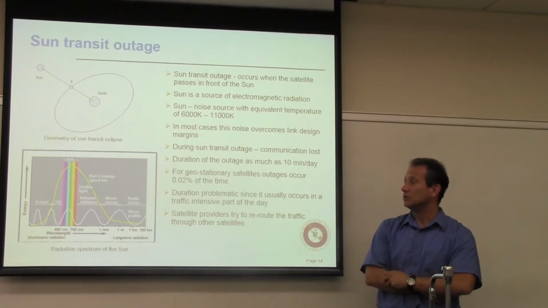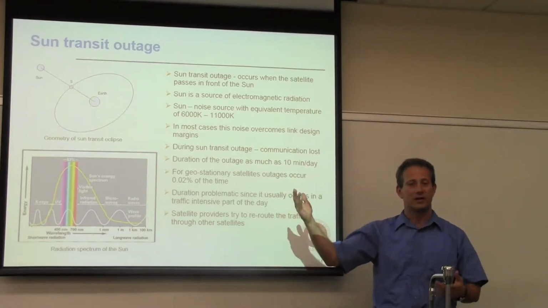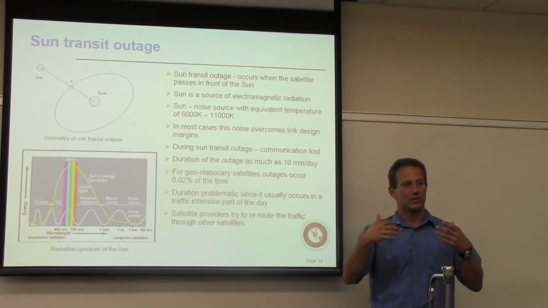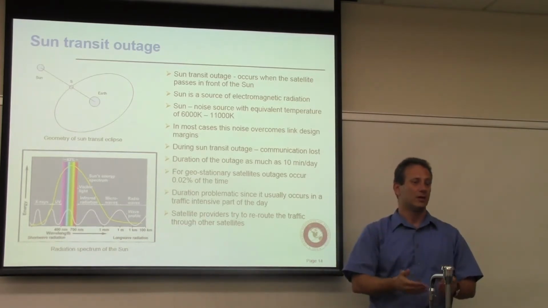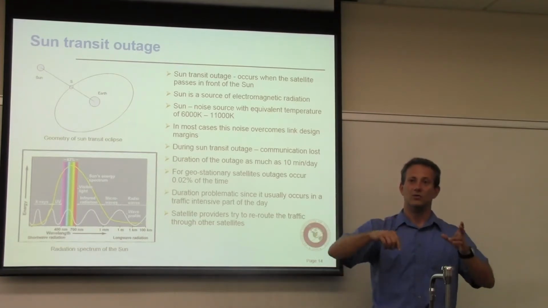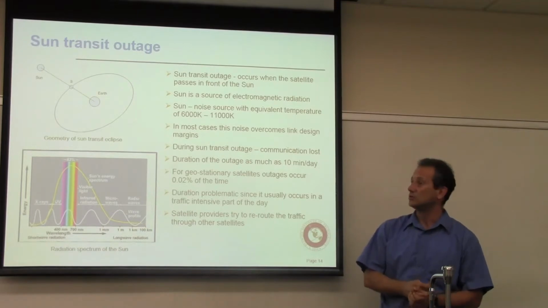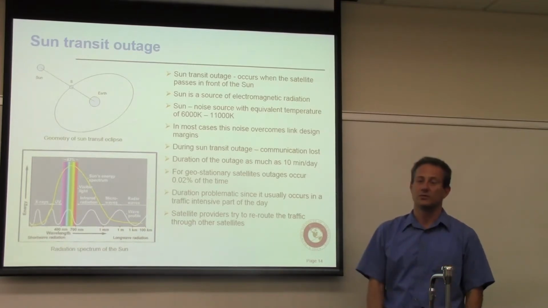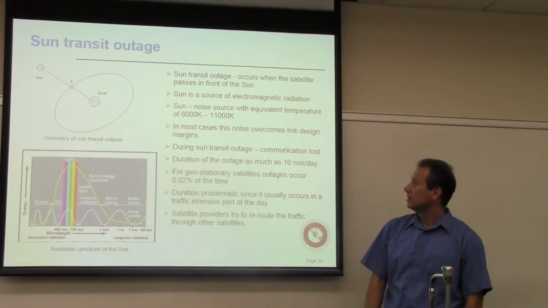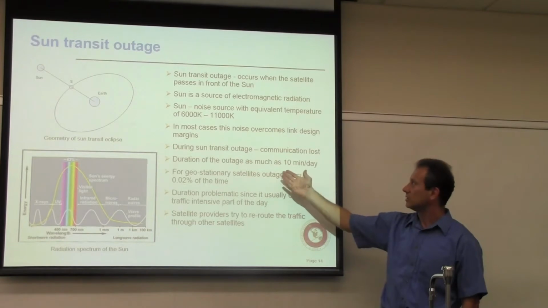Here, what you need to know is to follow the orbit of your satellite, be able to understand when this is going to happen, and then do engineering things: reroute your traffic, use a different satellite, or simply tell your users there will not be service within this interval. Fortunately, the durations are relatively short.